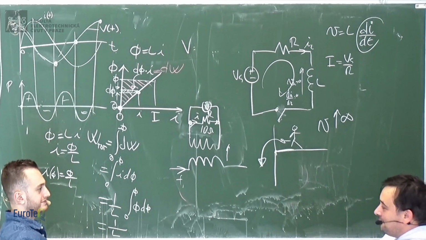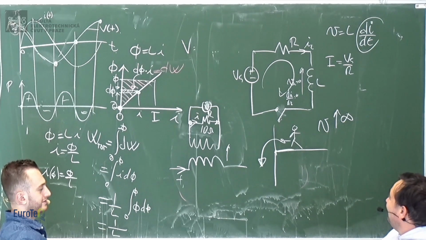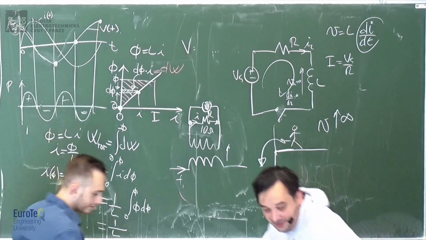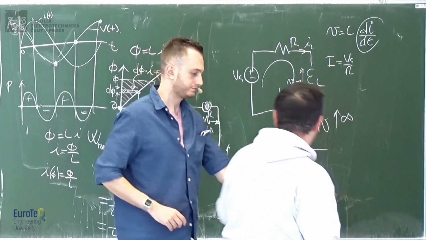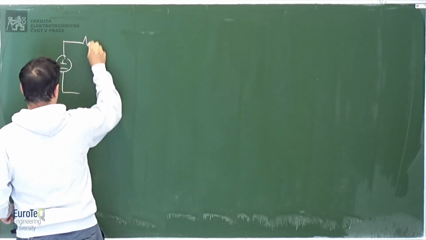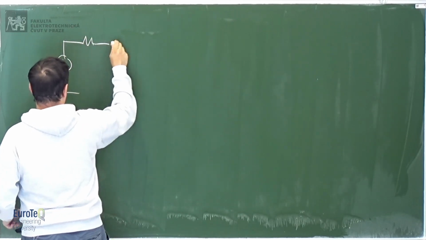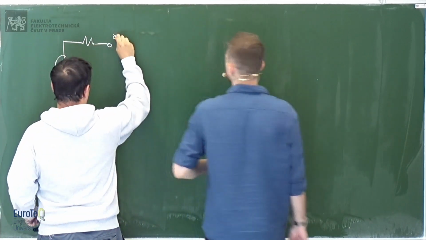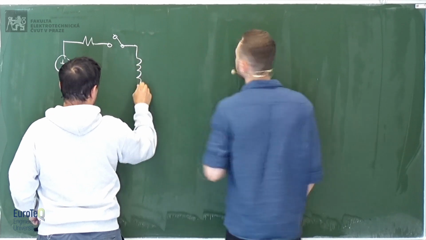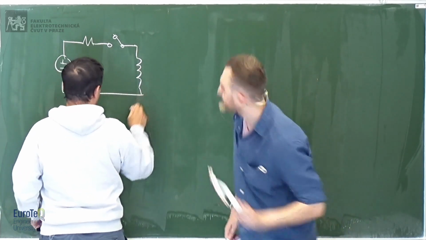Now, enough chit-chat about these things. Let's watch the currents and the voltages. So let's erase everything, we need some space now. Okay, so let's say that you have, again, our source, switch, and inductor.